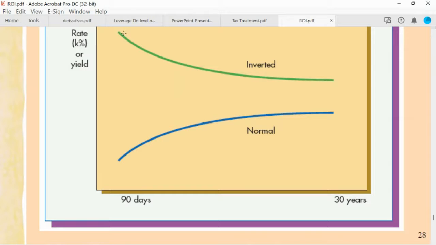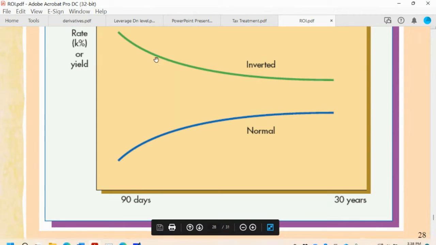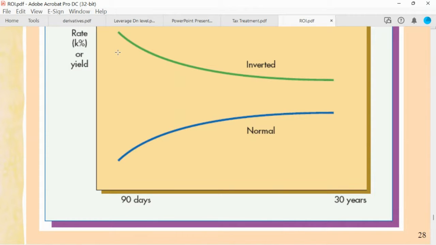But sometimes they show an inverted pattern, and that's when the market expects a recession looming on the short-term horizon. And why? Why is a big question. That means, basically, short-term return is greater than the long-term return. Inverted yield curve: short-term return is greater than the long-term return. And why?